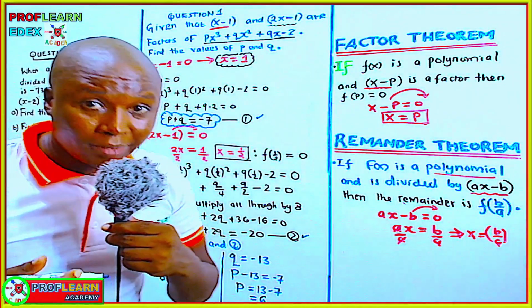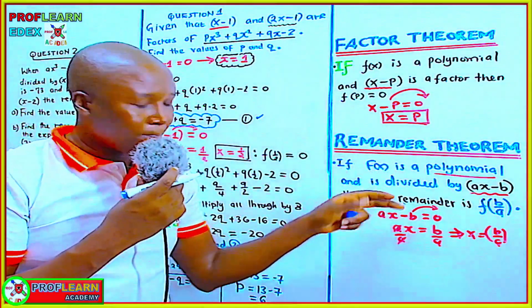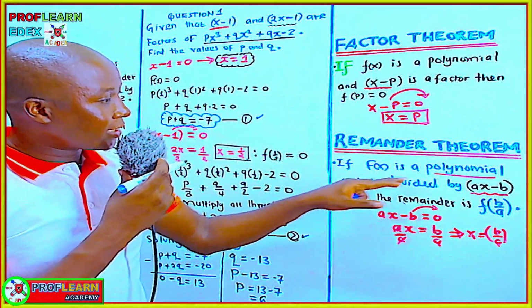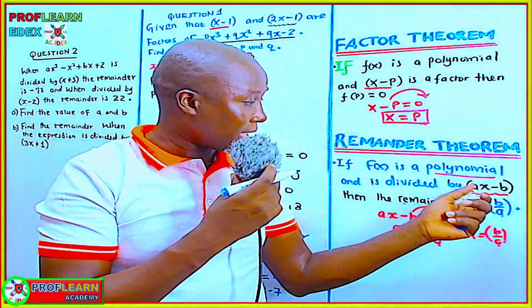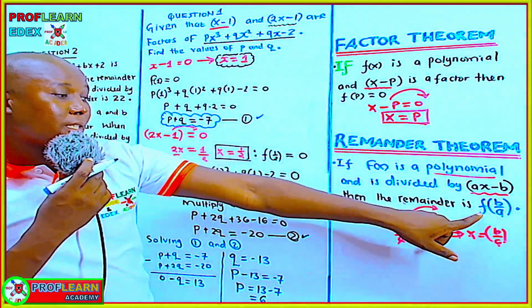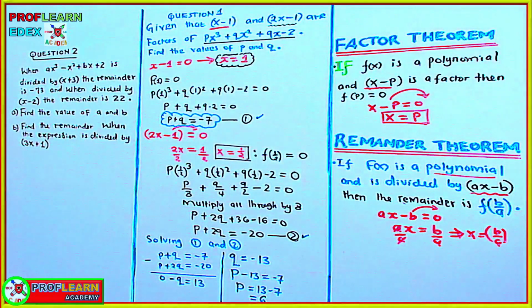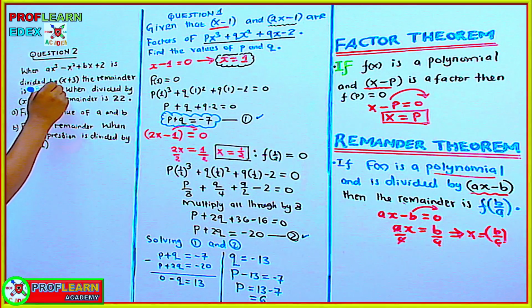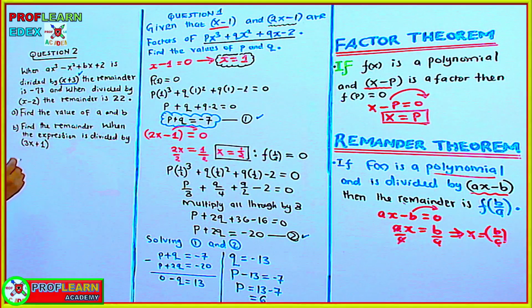Now, moving to the second question that we are having here, we are going to use the remainder theorem. And the remainder theorem says that if f of x is a polynomial and that polynomial is divided by a factor, and the factor is ax minus b, then we are going to get the remainder equivalent to b over a. Then in that regard, something that I need to bring to your attention is that the first factor or the first expression we were told that gives a remainder of negative 73.